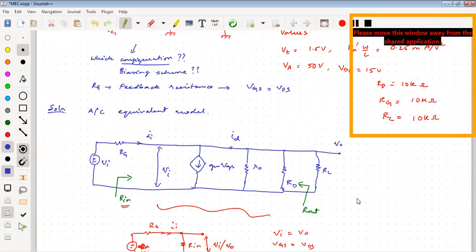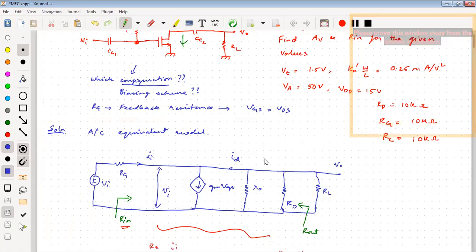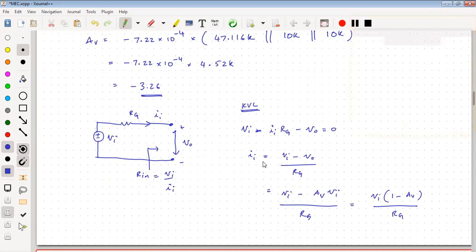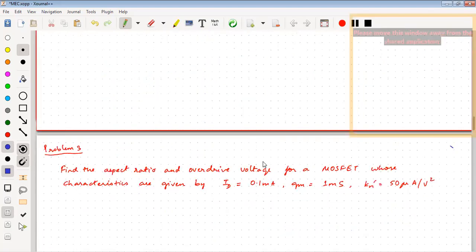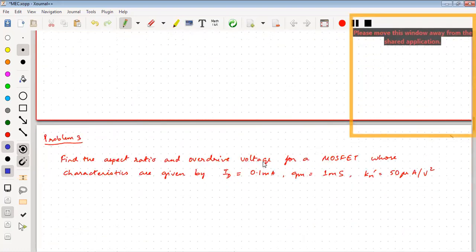No need to learn anything by heart here. All you have to do is simply use KVL, properly use KVL, and draw your AC equivalent diagram. If you do that, then it should be easy. Then let us move on. Any doubts still here? If no doubts, then I'll move on to the second problem.